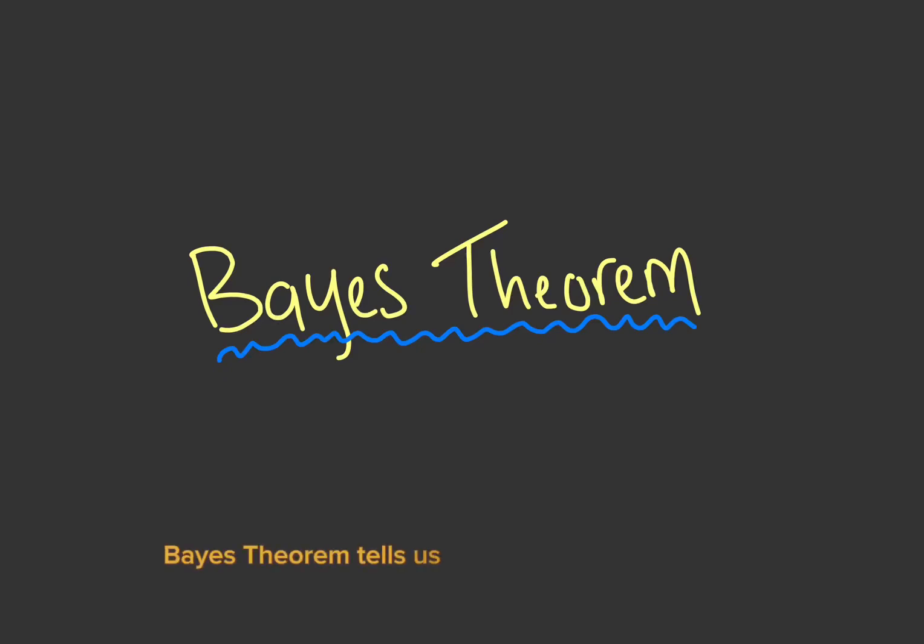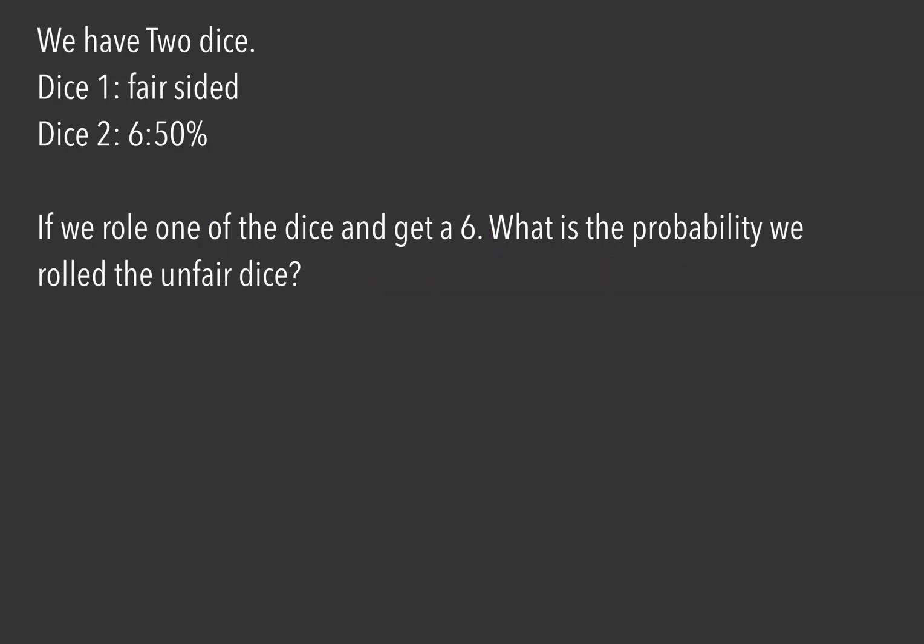Bayes' theorem tells us the probability of an event given knowledge that a previously related event happened earlier. Let's look at an example to explain this more clearly.